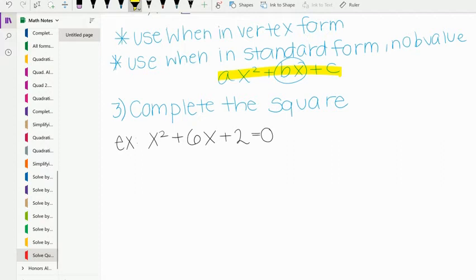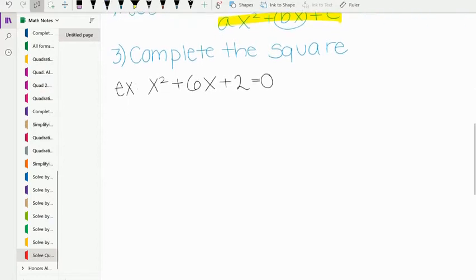But with completing the square, the other thing that makes it easier is if that middle term is even, because you have to split it in half. So let's go ahead and review the process of completing the square. The first thing we want to do is move that 2 to the other side, and when I do that, it becomes negative because it's like subtracting.